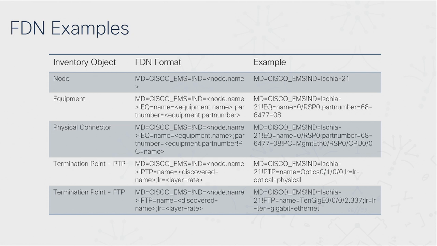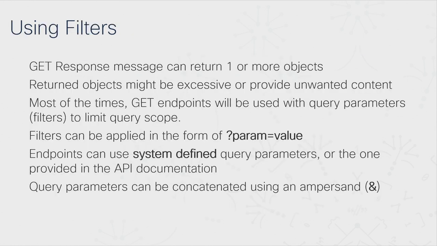And as you can see for the other examples, they all start with the same two types, MD and ND, and then are followed by either the equipment type or the termination point type with their own attributes. And the attributes can be concatenated, as you can see, for example, for the interfaces where we also have the layer rate. It is very important using the filters, so when you run the query API, the response can be large. There can be multiple objects returned by the API.